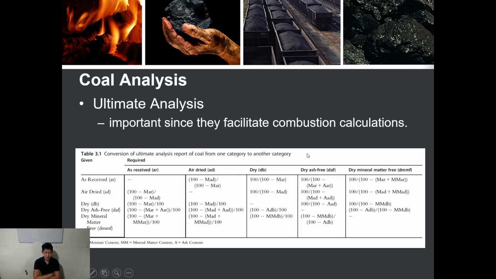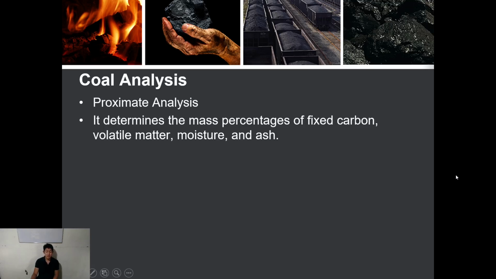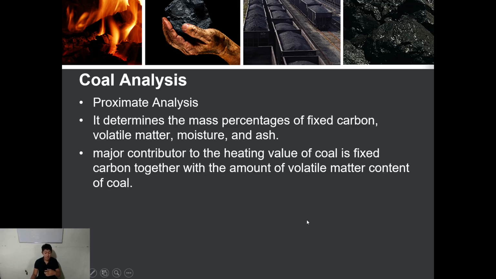So there are also bases for the ultimate analysis: as received, air dried, dry, dry ash free, and dry mineral matter free. You can convert them, for example, if the given is air dried, you can convert it to dry ash free using a conversion factor. The approximate analysis determines the mass percentage of fixed carbon, volatile matter, moisture, and ash. These are the components determined in the approximate analysis.